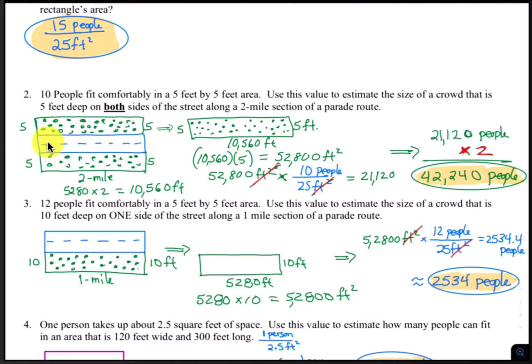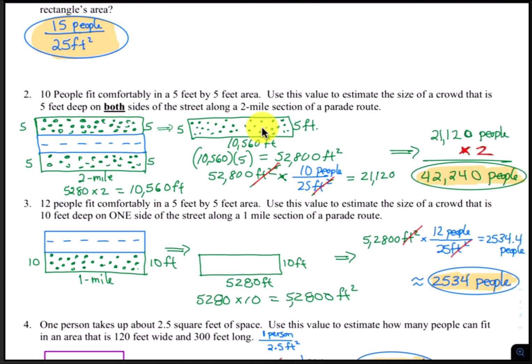All right, you see the blue area is the street, and then we have people on both sides of the street. So over here and here. And these dots represent the people, and it says that it's a 2-mile stretch and it's 5 feet deep. So that's 5 feet by 2 miles on both sides of the street. So let's just look at one side of the street.